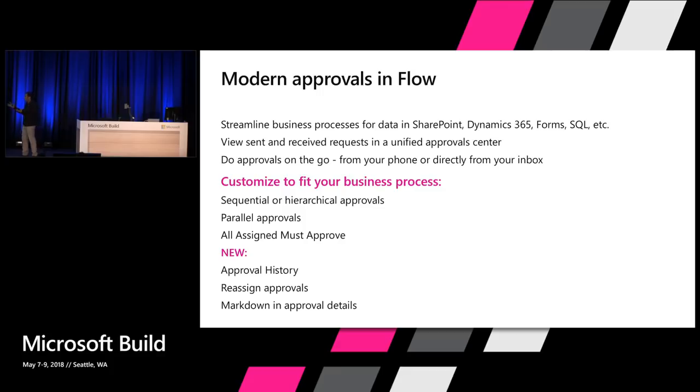Now, brand new, this launched within the last month and a half or so. We now show you your approval history. So you see your sent requests, your received requests, as well as a history of both sent and received requests. You can reassign approvals. So for example, let's say you feel like you don't have enough context on a given approval item. You can reassign it to somebody else. And lastly, we also now support Markdown in approval details. So you can send a richly formatted HTML email when you send out an approval request.